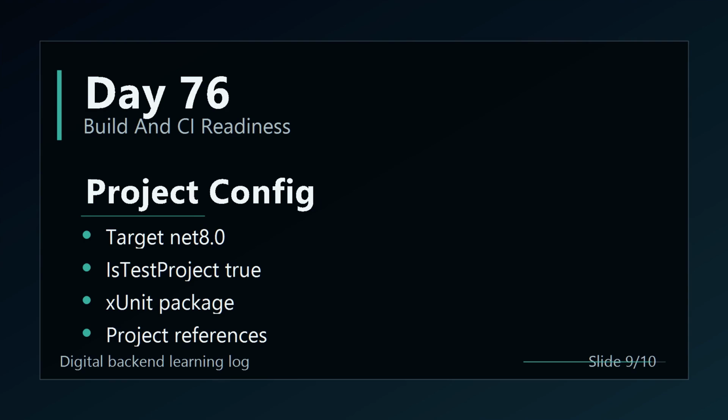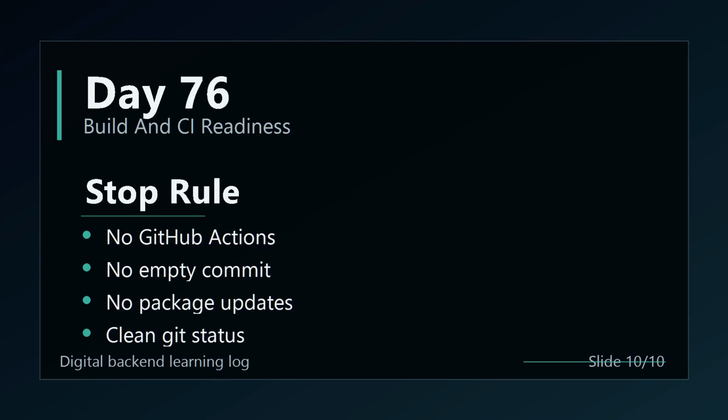and infrastructure. Stop after the verification baseline. Do not add GitHub Actions today, do not create an empty commit, do not update package versions without a reason, and finish with clean git status.